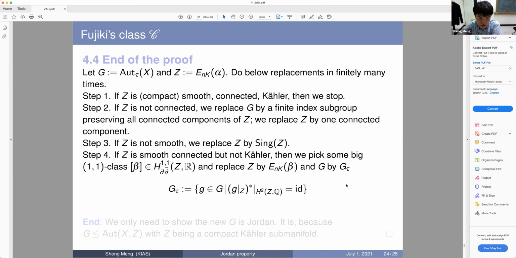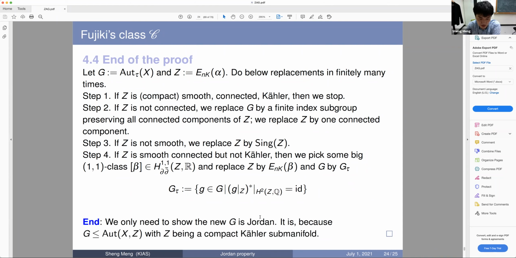So eventually we end up with step 1, and we only need to show that the new group G is a Jordan group. And it is, because now our G is a subgroup of the automorphism group of X preserving Z, where Z in step 1 is a connected, compact, smooth Kähler manifold. And as we have seen, this group is a Jordan group, so we get the Jordan property of G and the Jordan property of Aut X. Cool. So this finishes my proof. I think I'll stop here. Thank you very much for listening. Thank you.